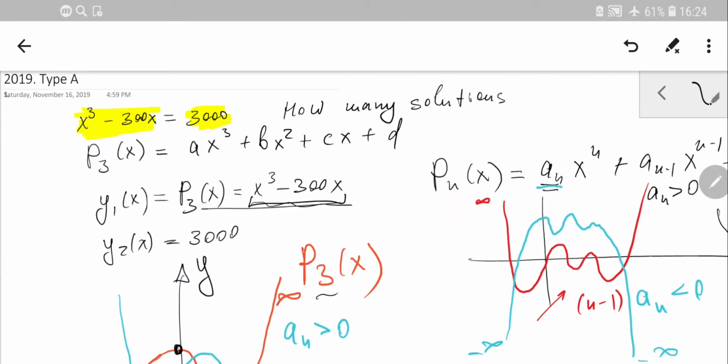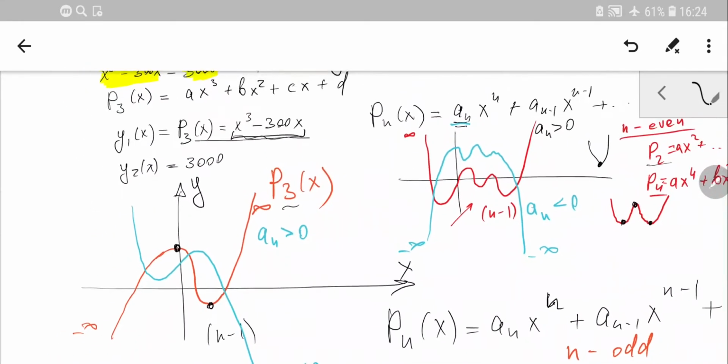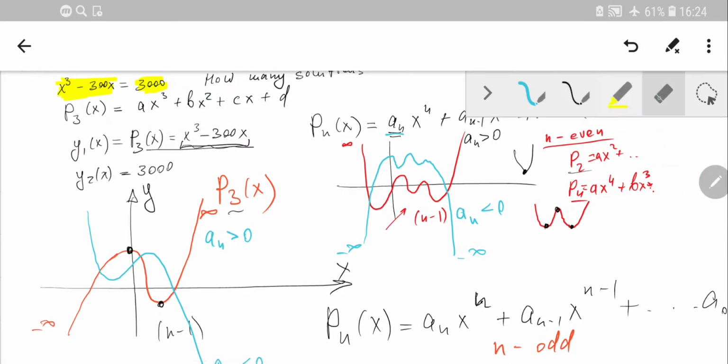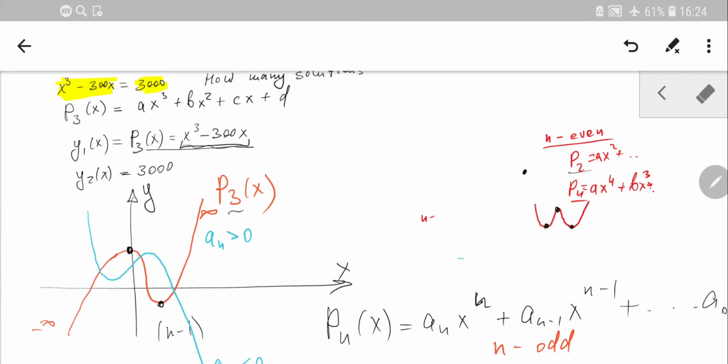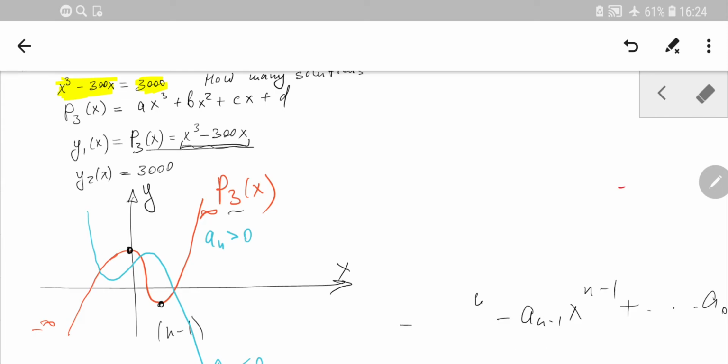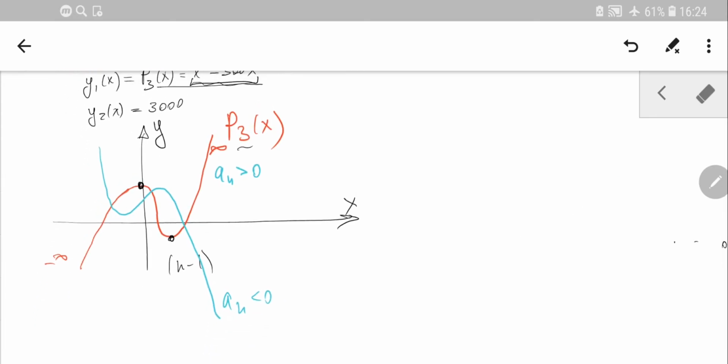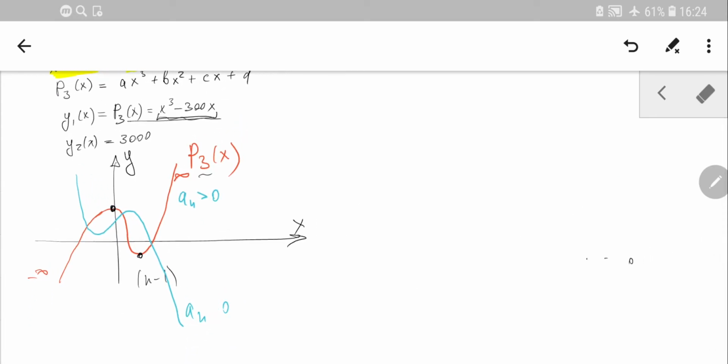So we have x cubed minus 300x. I just erased the space because I need the space. Space is always critical here. So let's just imagine how the graph might go in this case. We definitely have the maximum power to be odd because it's P3. So that's why we do the following, and the leading coefficient is positive.